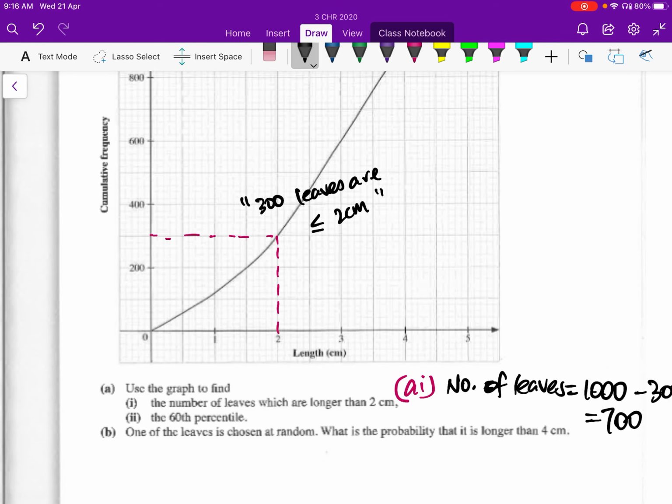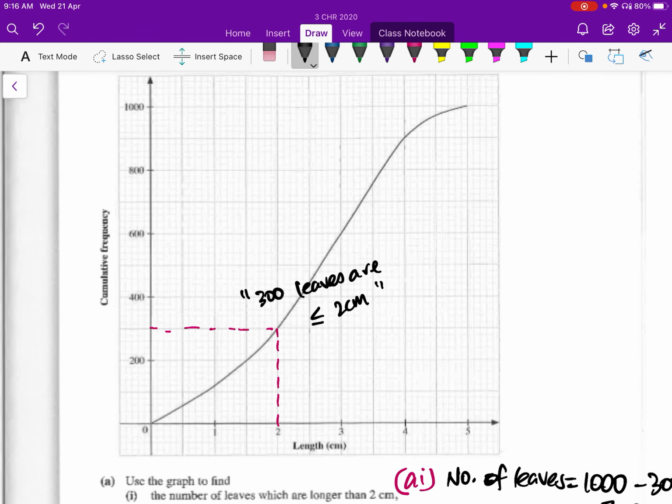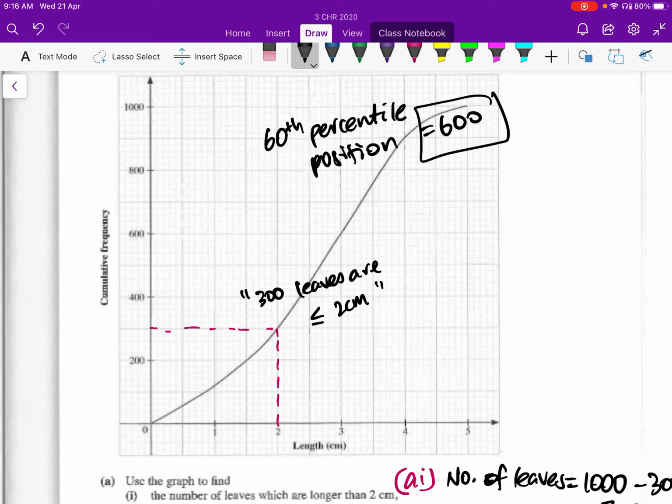1, 3, 7. So where is the 60th percentile? Find the position first. 60th percentile position. Okay, good. Position is equal to 600. Okay, so what do we do with this value of 600? Do we look at the vertical axis or the horizontal axis? Vertical. Okay, good. Find the 600 position. Draw a line across. Obviously, that's why there's a graph, isn't it? Then it touched the graph, and it comes out to 3.